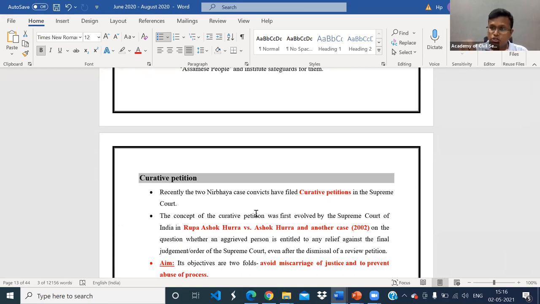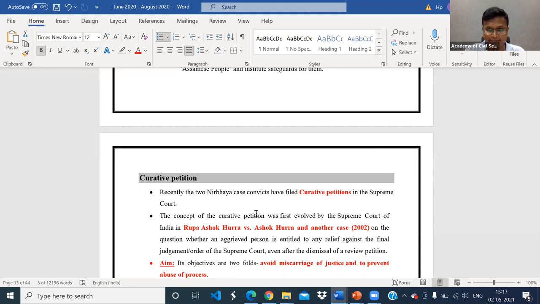Curative petition means that the Supreme Court gave a final judgment, and again a petition is submitted asking the Supreme Court to review its judgment: you please re-look into your judgment. It was in the news, one, because of the Sabarimala issue. In Sabarimala, a curative petition has been submitted.